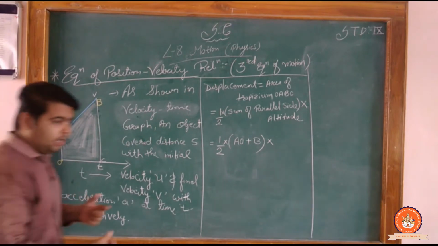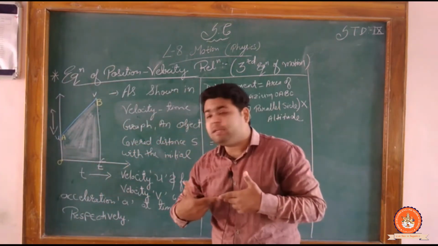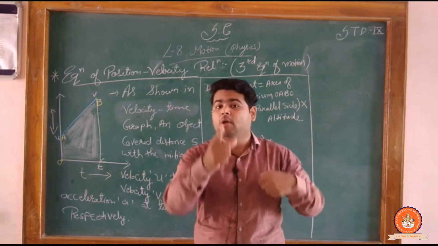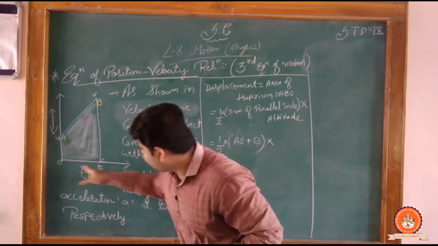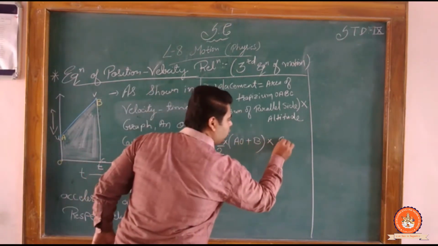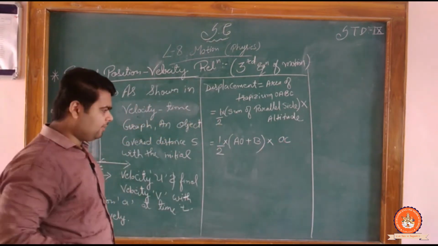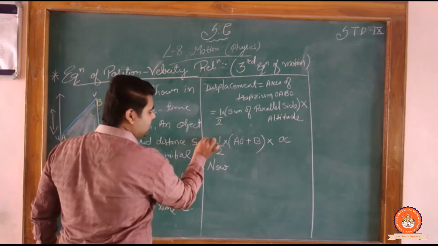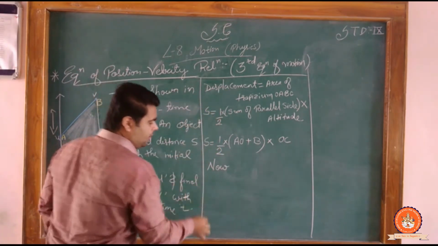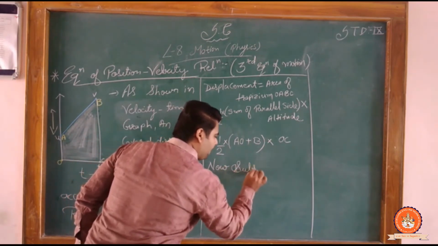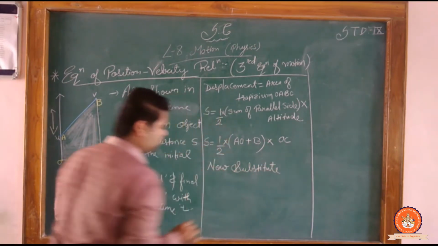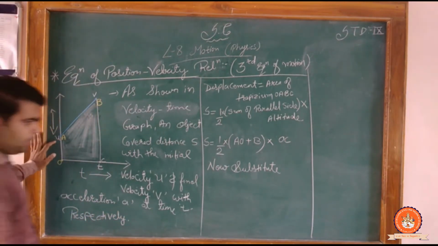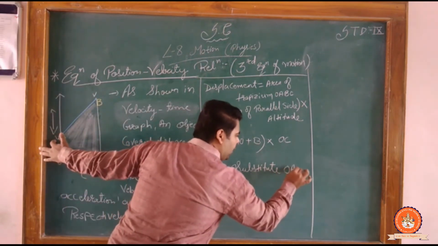Altitude means the distance between the two parallel sides; the height between the two parallel sides we call the altitude. So here it is OC. Now what we are doing: displacement is s. Now substitute: OA equals initial velocity u, so OA equals u.